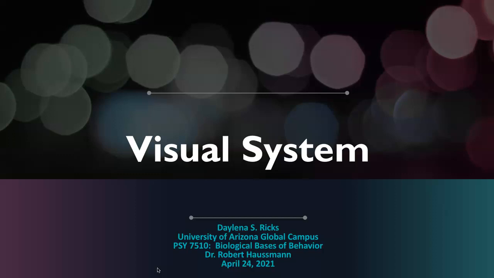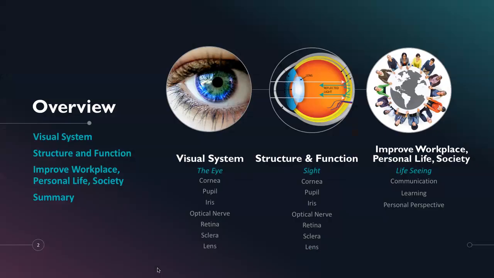During this presentation, I will discuss the visual system. Here is an overview of my presentation, where I will discuss the visual system, its structure and function, and then I will also talk about the improvement it has on the workplace and personal life and society.